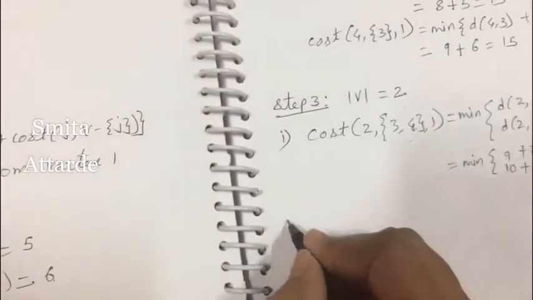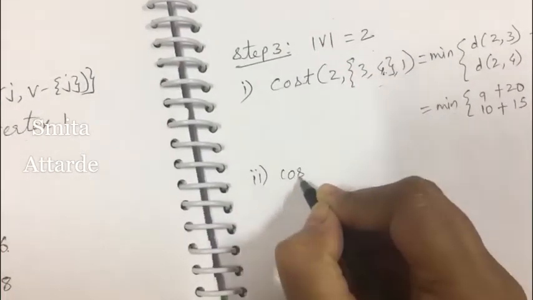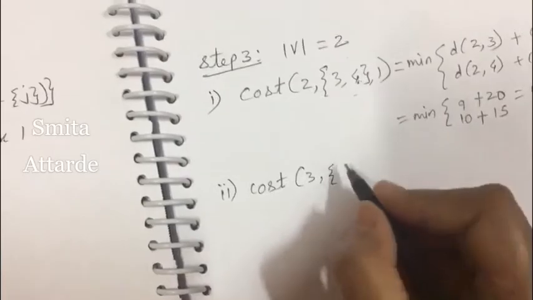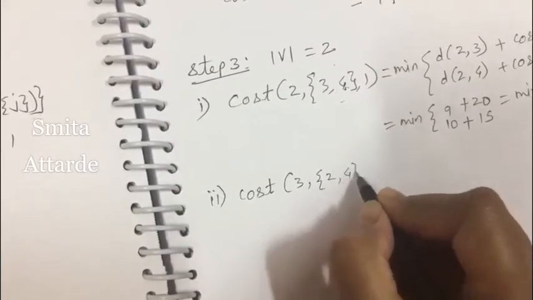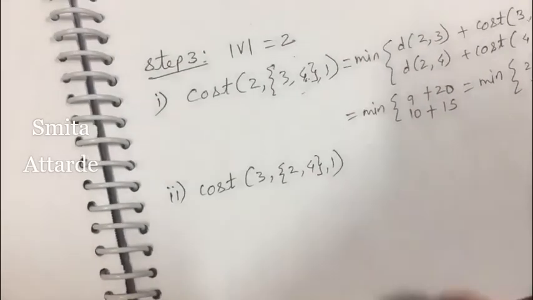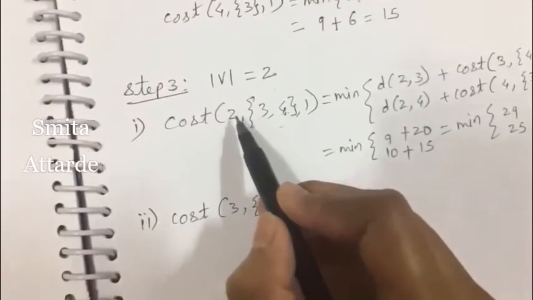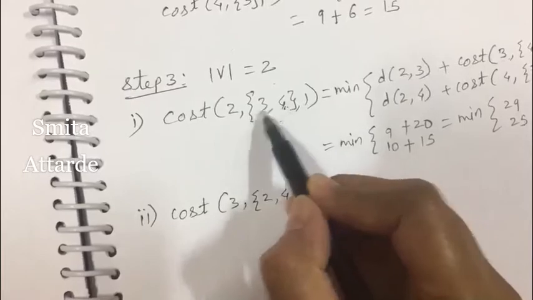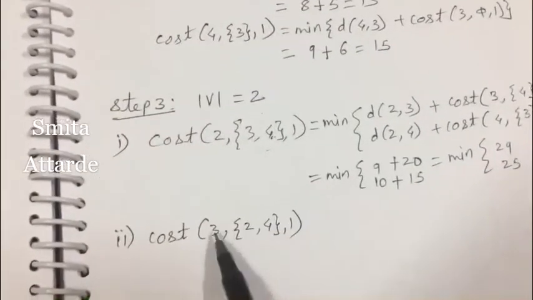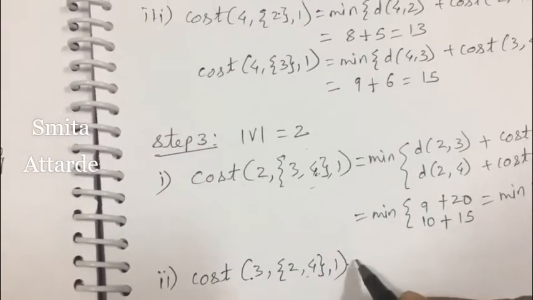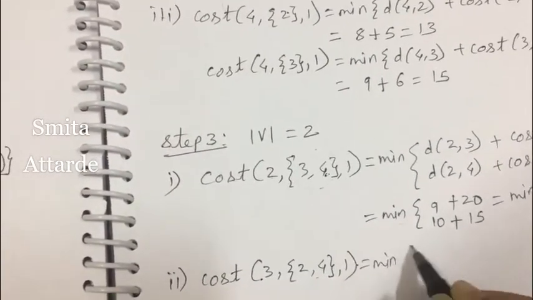Okay, now second step, we are going to find out the path from 3 to 1, when the intermediate vertices will be 2 and 4. This is the cost for the path from 2 to 1 when the intermediate vertices are 3 and 4. Now we are going to find out the path from 3 to 1. So intermediate vertices can be 2 and 4. So again implement the formula.